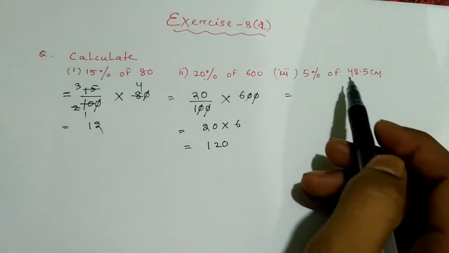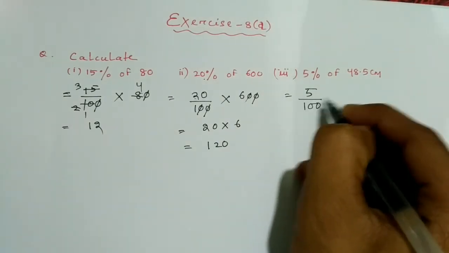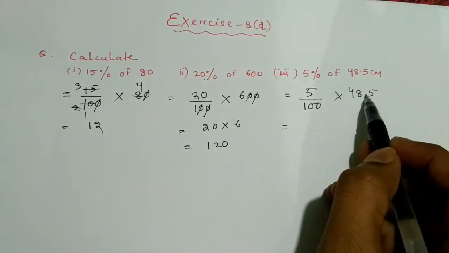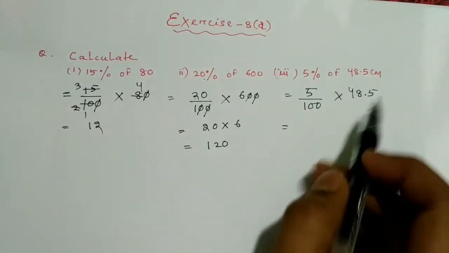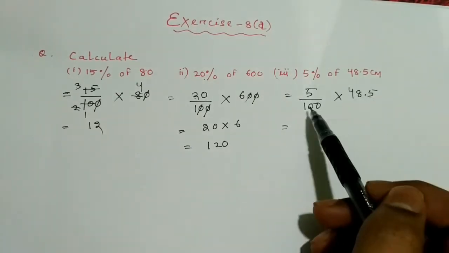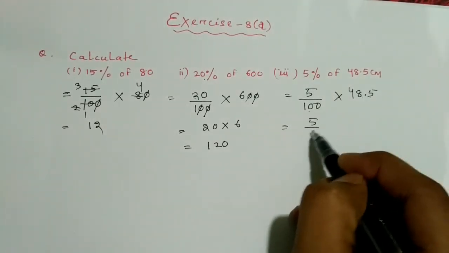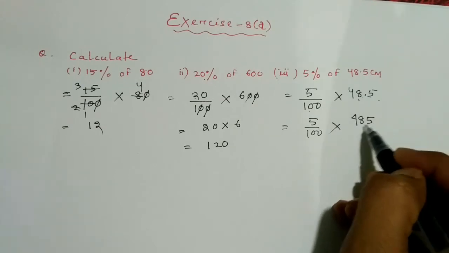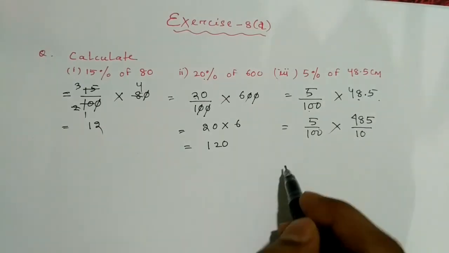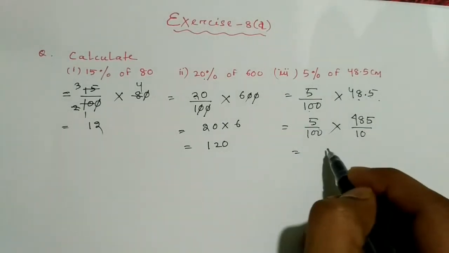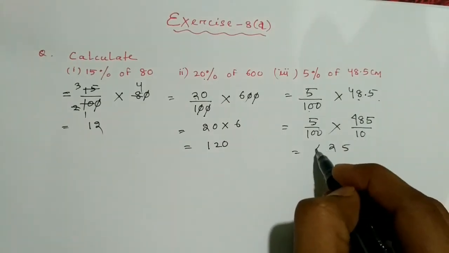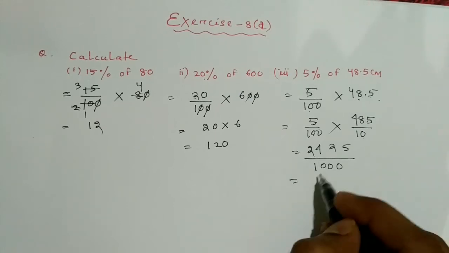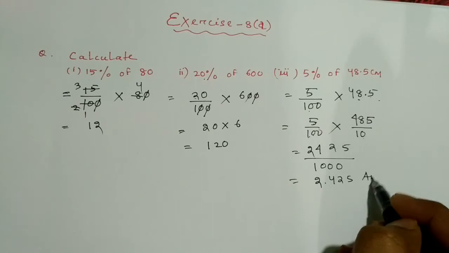Okay, and the next question is 5% of 48.5. 5% means it is 5 divided by 100, of means multiplication with 48.5. If you are good at calculating decimals, you can do it by just multiplying 5 into 48.5, then divided by 100. If you are not good at decimals, then do it like this: 5 by 100 into 48.5. It can be written as 485 divided by 10. So 5 into 485: 5 5s are 25, 5 8s are 40 plus 2 is 42, 5 4s are 20 plus 4 is 24, divided by 100 into 10, that is 1000. So it will be 2.425. This will be my answer.